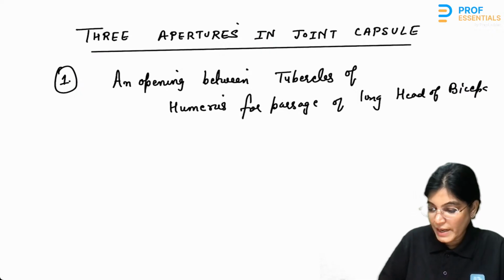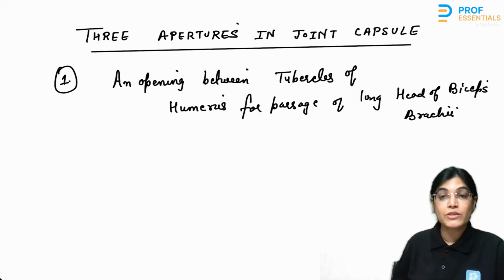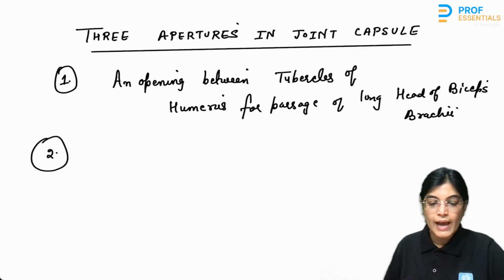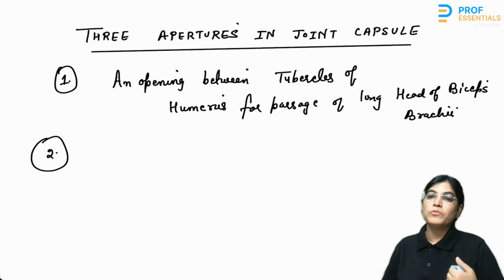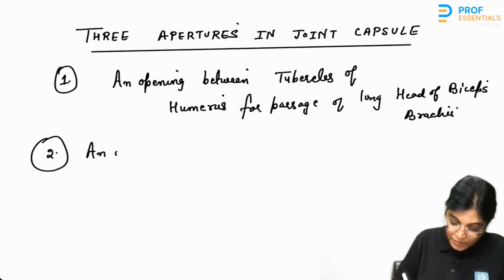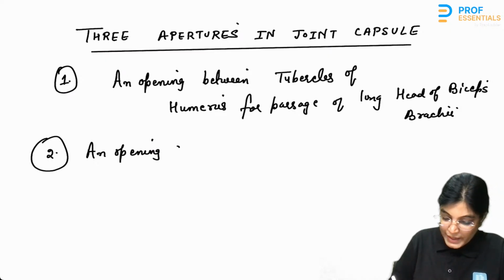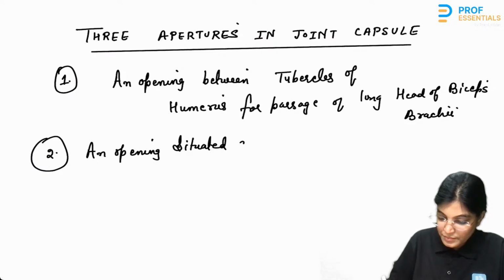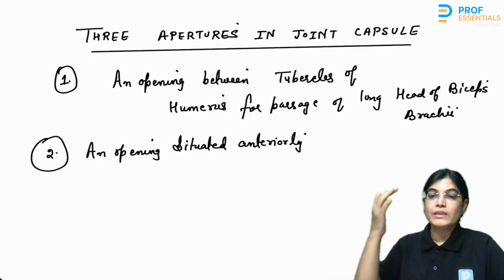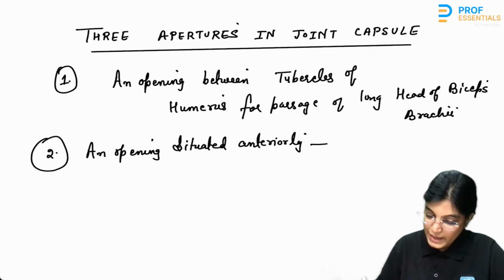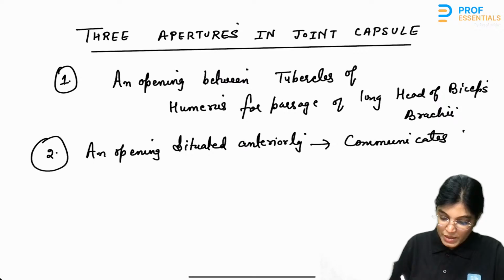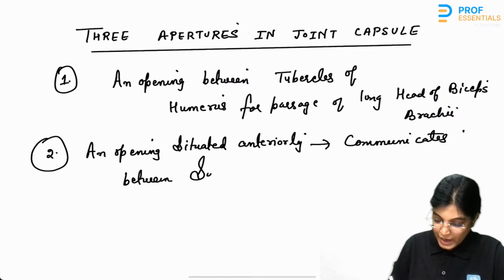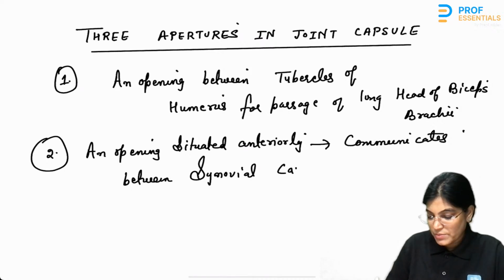Many times we have discussed this, and I will show you an image regarding this. And we will have two more apertures. One aperture is lying on the anterior aspect and the other aperture is lying on the posterior aspect. So an opening situated anteriorly, which lies on the inferior aspect of the coracoid process, forms an anterior communication between the synovial cavity and the subscapular bursa.